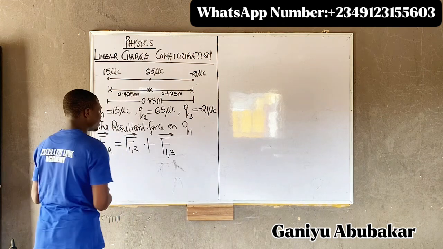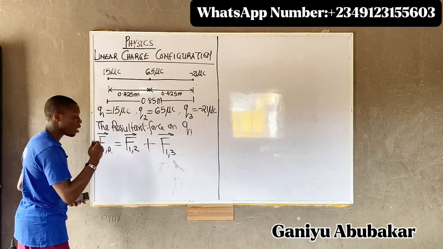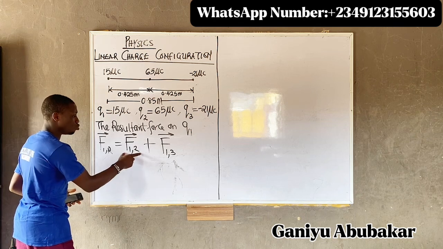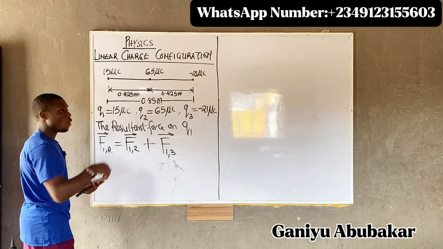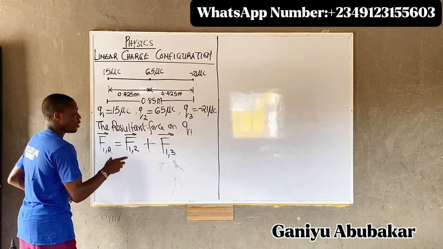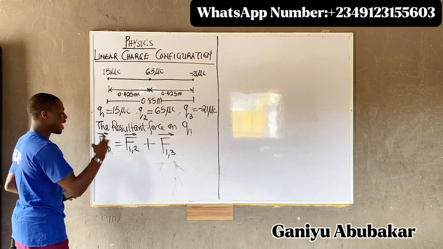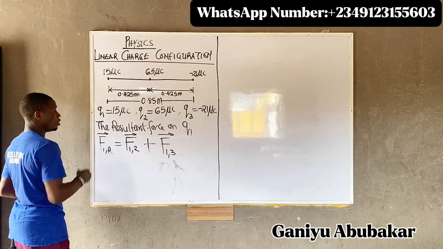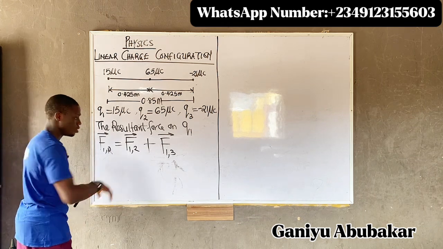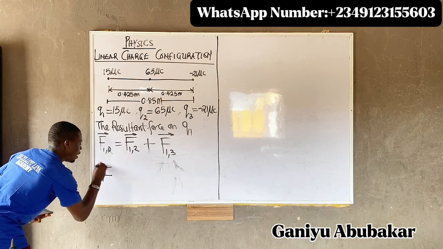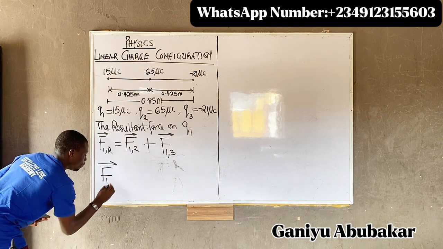Now my next task is that I will find the values of F12 and F13. If I get the values there, I'll put them here and get the exact value of F resultant, the resultant force on charge Q1. Now let's get F12.